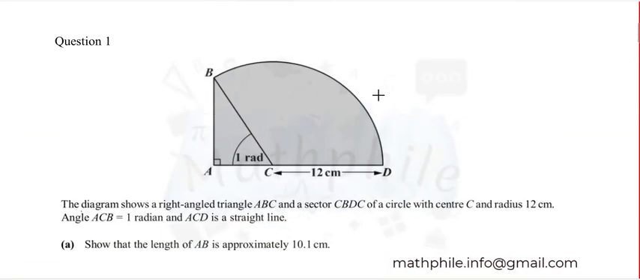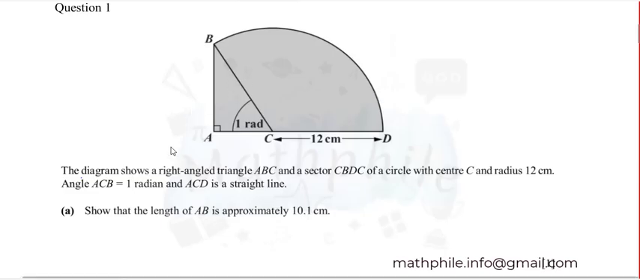Quite an interesting question, a circular measure question. It says the diagram shows a right angle triangle ABC and a sector CBD of a circle with center C and radius 12 centimeters. Angle ACB is equal to 1 radian, and ACD is a straight line. So angles in a straight line add up to 180 degrees, or we can say they add up to pi. Show that AB is approximately 10.1 centimeters.